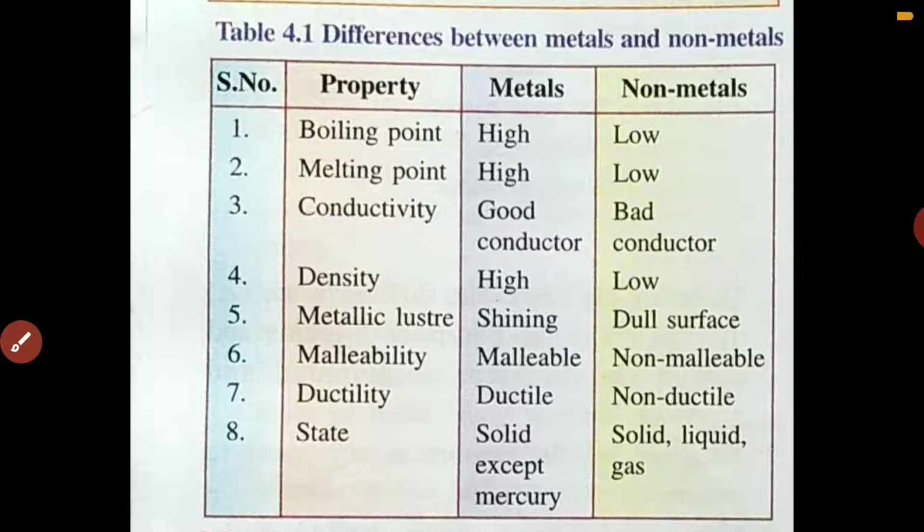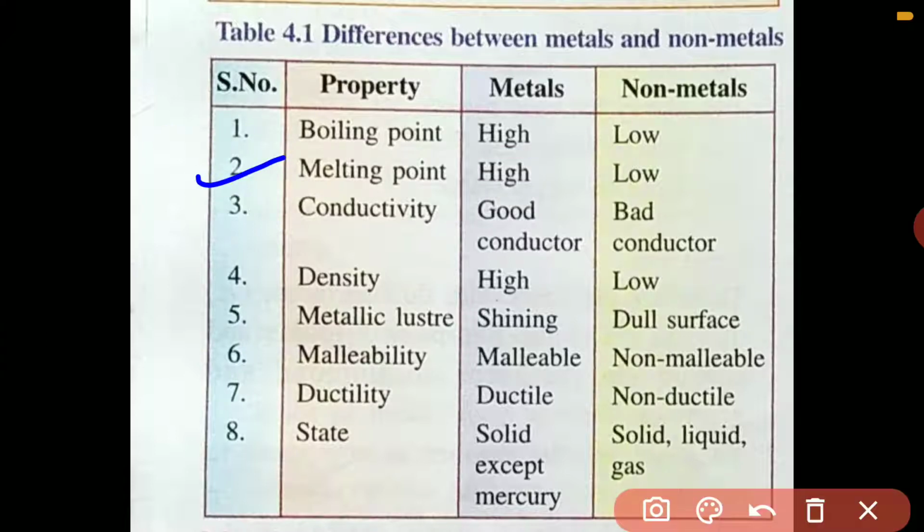Now the next point is point number 2, melting point. Melting point is the temperature at which a substance starts melting. So metals have high melting point. So metals melt at high temperatures. And non-metals have low melting point. That means non-metals melt at low temperature.